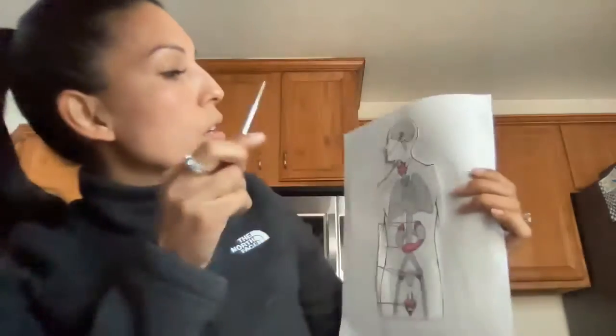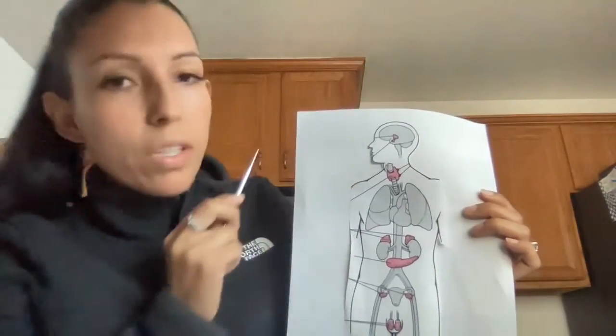Okay, so for the hypothalamus gland, it is located superior to the pituitary gland and inferior to the thalamus. So the shape of it is cone-shaped, and what it does, it helps regulate appetite, weight, and temperature. All right, so then we're going to do the pituitary gland.